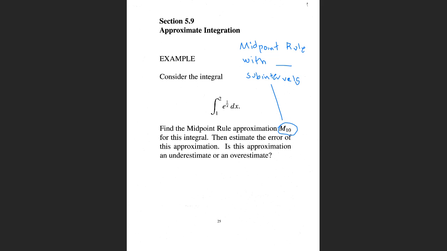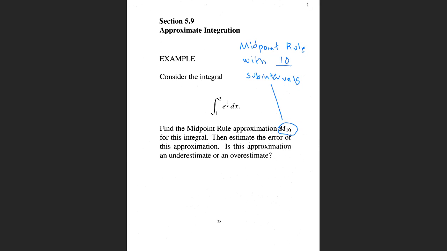Ange? Yeah, 10. That's right, good. So like in figure 1 in section 5.9, the little pictures there showed 4 subintervals. In each subinterval, we have a rectangle. We can find the area of a rectangle, and then we add up the areas of all those rectangles.